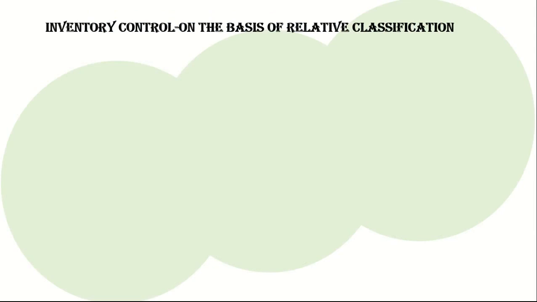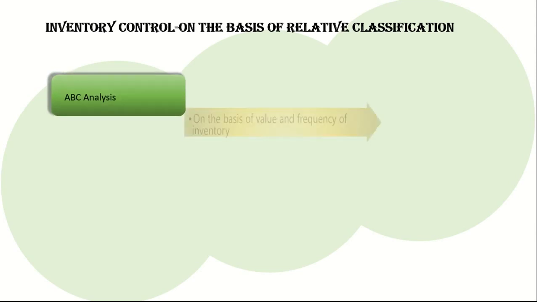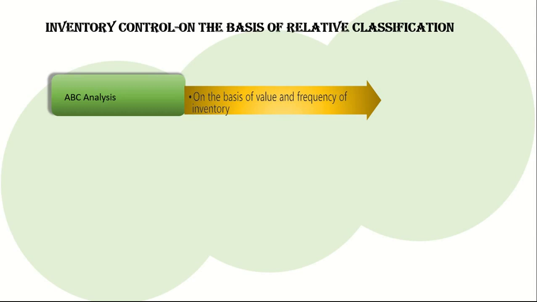JIT is based on 2 principles. 1. Produce goods only when they are required, and 2. The products should be delivered to customers only at the time when they want. It is also known as the demand pull or pull-through system of production.